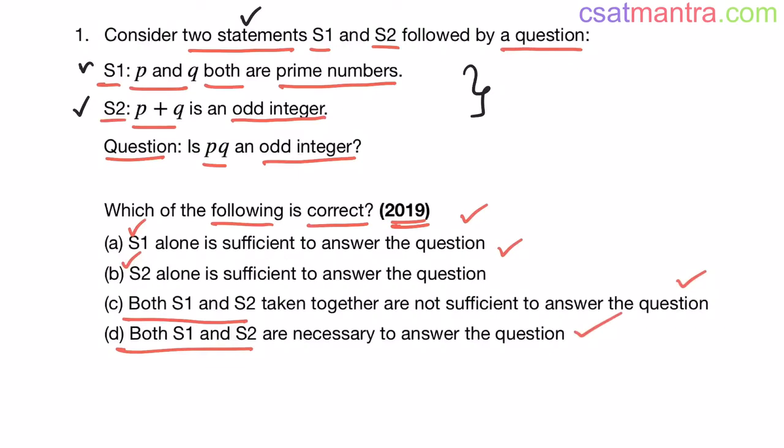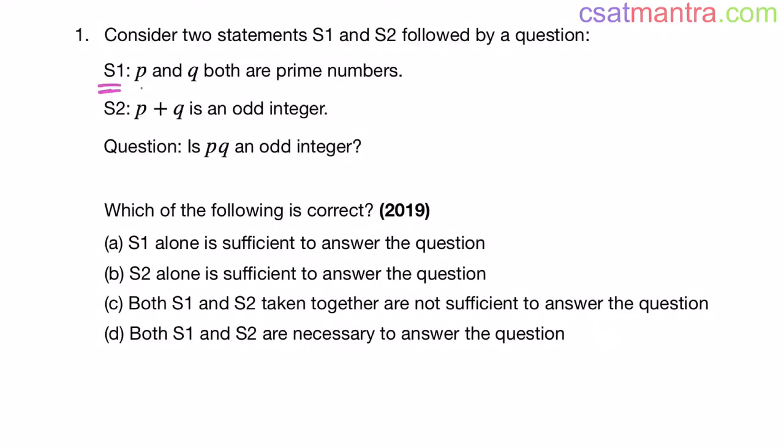Now understand the chronology. First, I will take S1 and see if I can answer this question or not. And mind it, for this question, you need to have a certain answer. Like, is PQ an odd integer? So your answer should be either yes or no, okay? Only one answer, my friends. Either you say yes or no, but not both. Your answer has to be certain, exact.